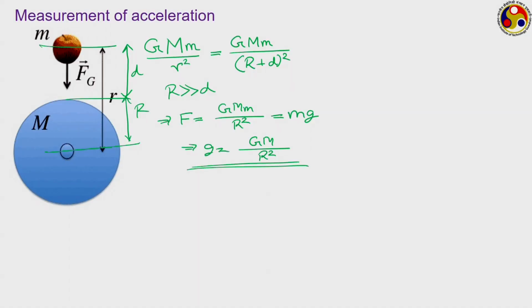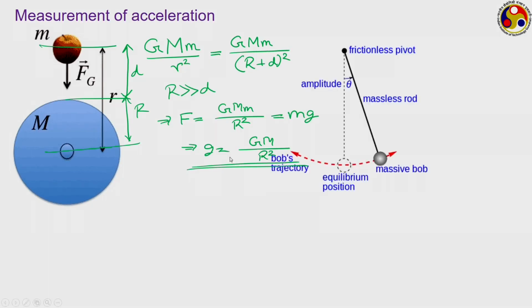Now, the way we measure the gravitational acceleration, most commonly, is with the use of this pendulum. Now, pendulum, you know the principle.